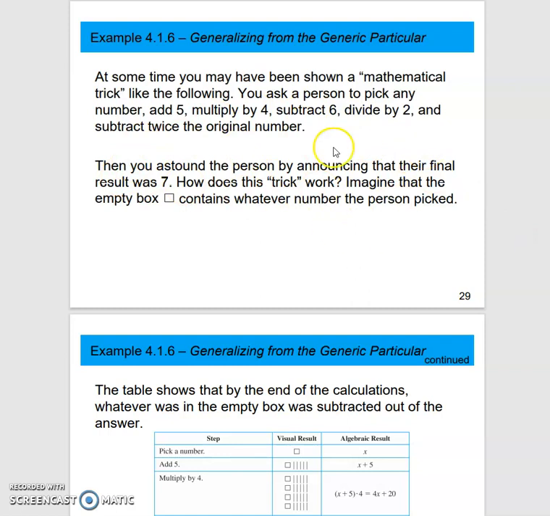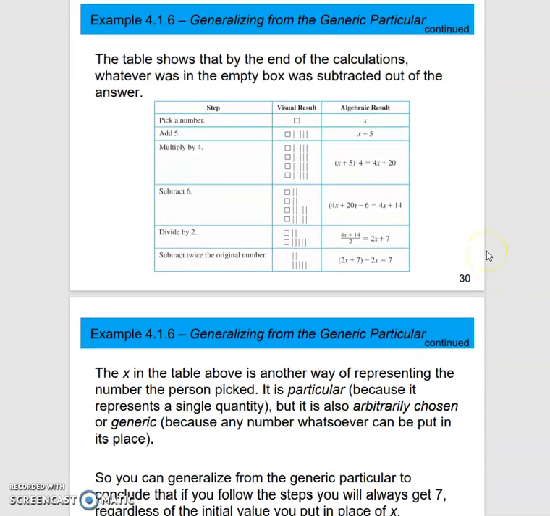Here's a general talk about a little trick that you may have seen people use. And then how do you know the number is 7? That's because we are picking this arbitrary number. So we're going to use a box or an X to see how something like this would work, where you can see these are the instructions that you would give the person. This is what it's going to look like algebraically. And the way it ends up working is you get 2x plus 7 minus 2x, and because the 2x's cross out, you are always going to get 7 no matter what number people actually pick.